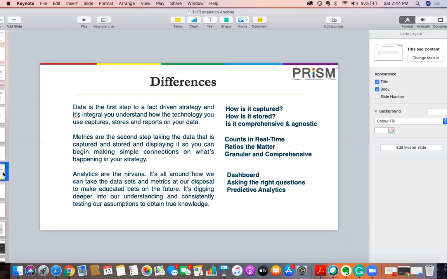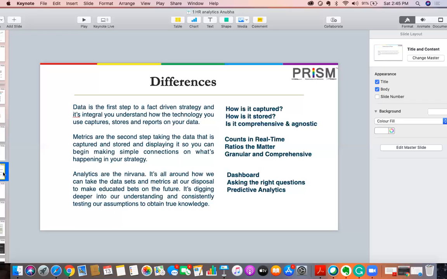And finally, with this, we have analytics, which is nothing but nirvana. It is all around us, where we have a lot of data sets and a lot of metrics at our disposal, and we end up using them for educating us and analyzing our future. So here we again have three things: the dashboard, asking the right questions, and predictive analytics.